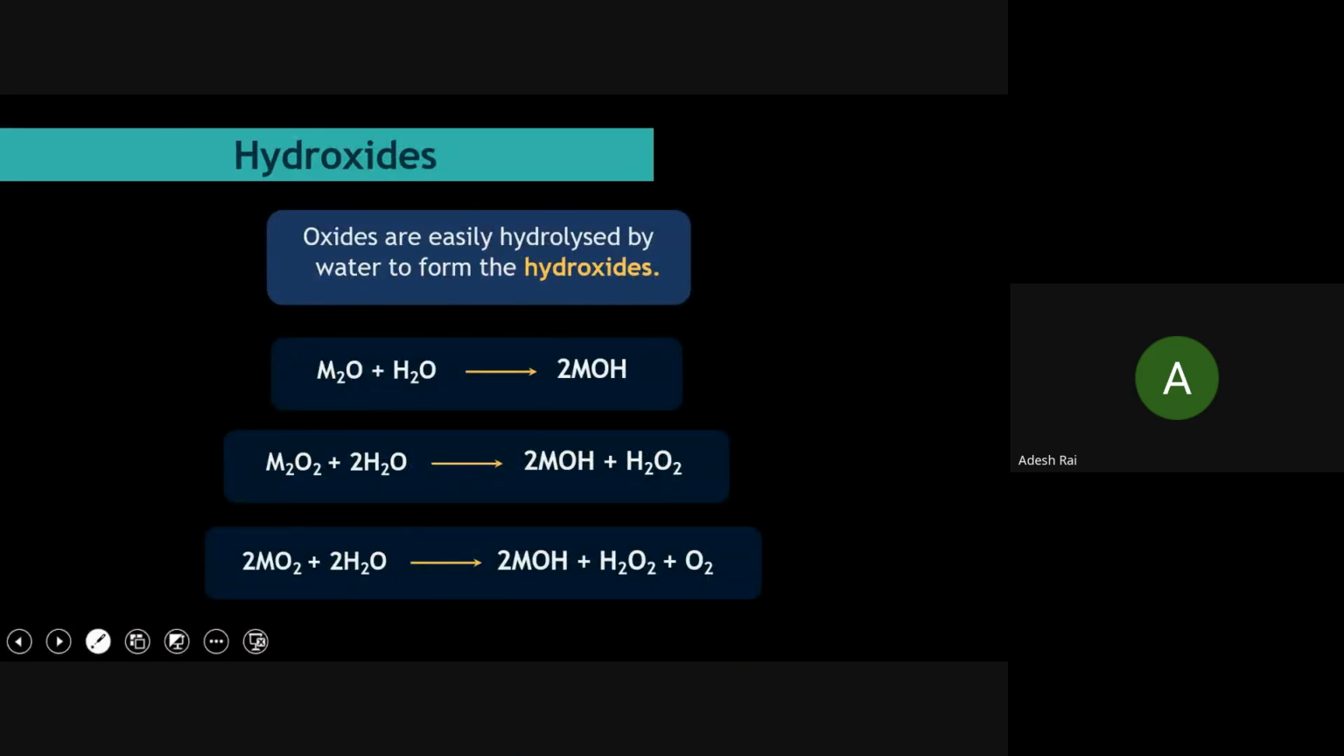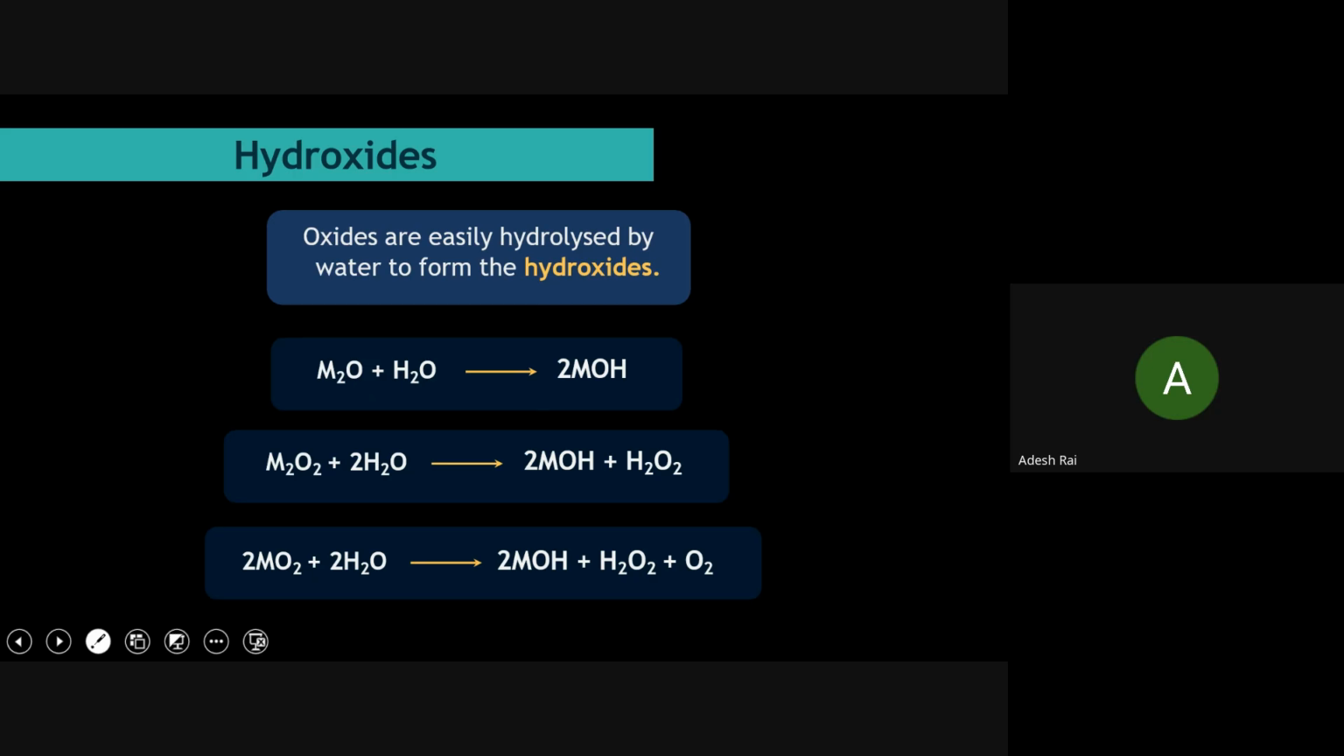Now, reaction. Be it oxide, superoxide or peroxide, all of them will undergo hydrolysis. And what do they form? They form hydroxides, metal hydroxide. So it does not matter whether it is oxide, peroxide or superoxide. The main product on hydrolysis of such oxides will always be hydroxide. Am I clear to everyone?